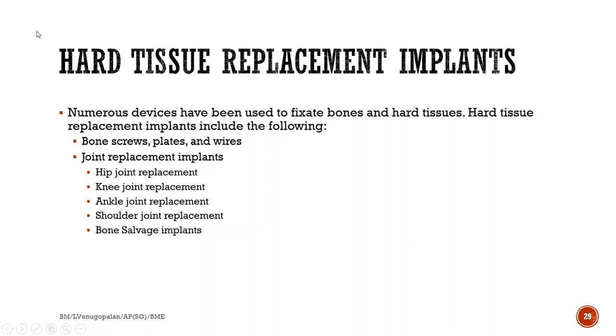Hi class, welcome again to another session on biomaterials. So we have discussed all the topics in our soft tissue replacement implants. So let us move on to hard tissue replacement implants.